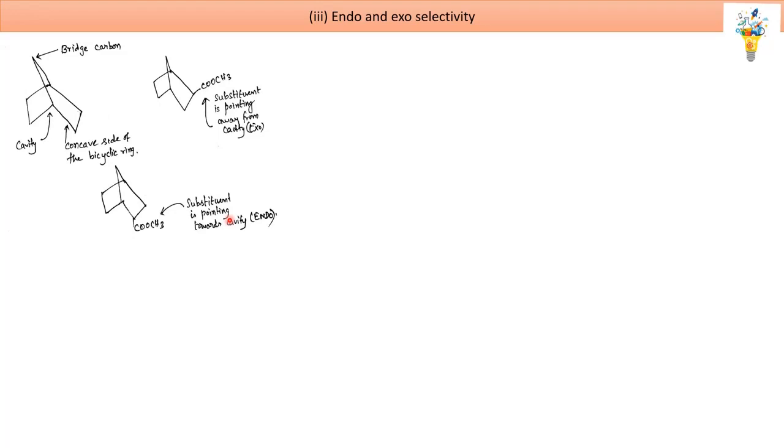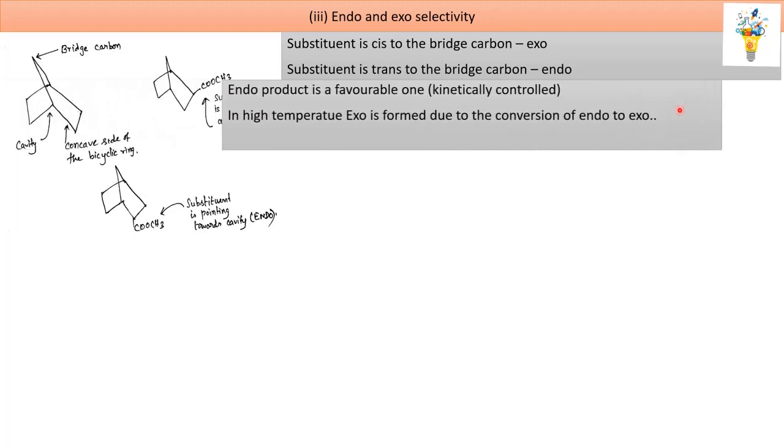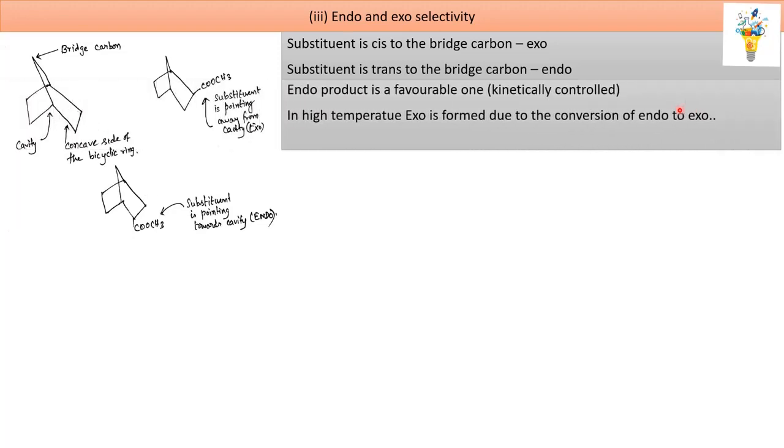The Diels Alder reaction always gives the endo product, because of the steric factor, not the exo product. A substituent cis to the bridge carbon is called exo, and trans is called endo. The endo product is favorable, and exo products are only formed at high temperature. So the endo product is kinetically controlled, and the exo product is thermodynamically controlled. At high temperature, the exo product forms due to conversion of endo to exo.